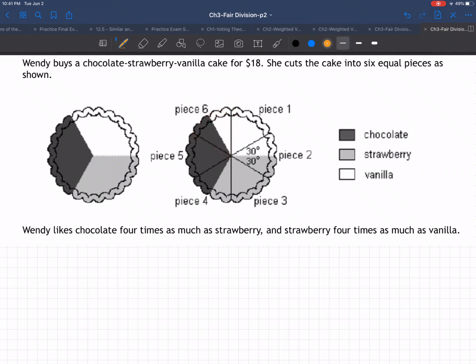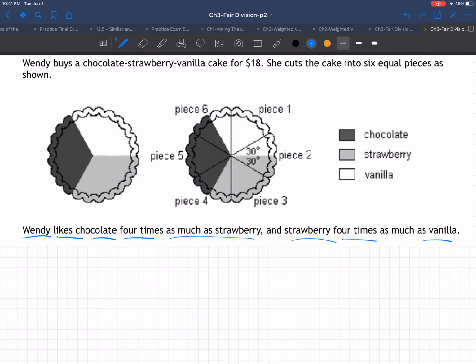Okay, so let's get down to business here. It's all about Wendy's value system here. She likes chocolate 4 times strawberry, and strawberry 4 times vanilla. So how do we deal with that? That's kind of weird. So chocolate 4 times strawberry.